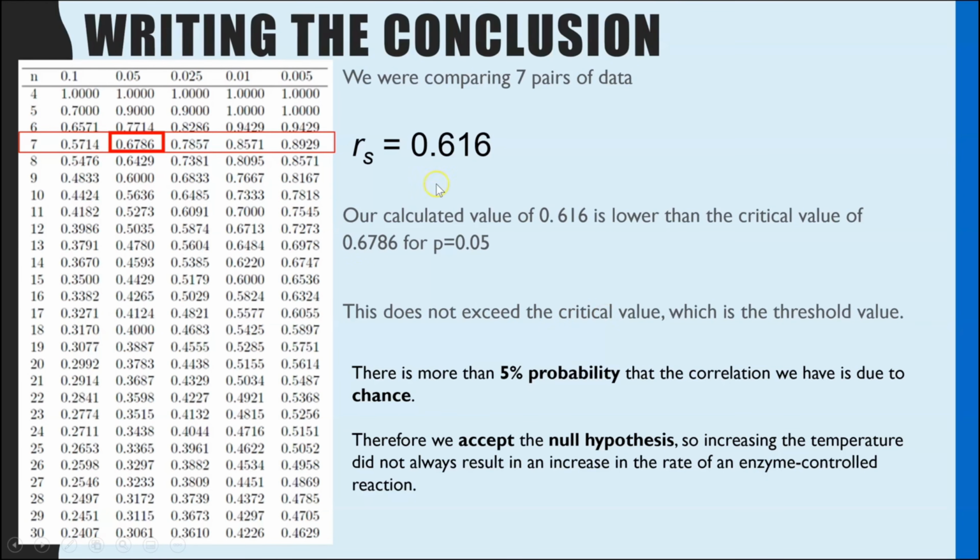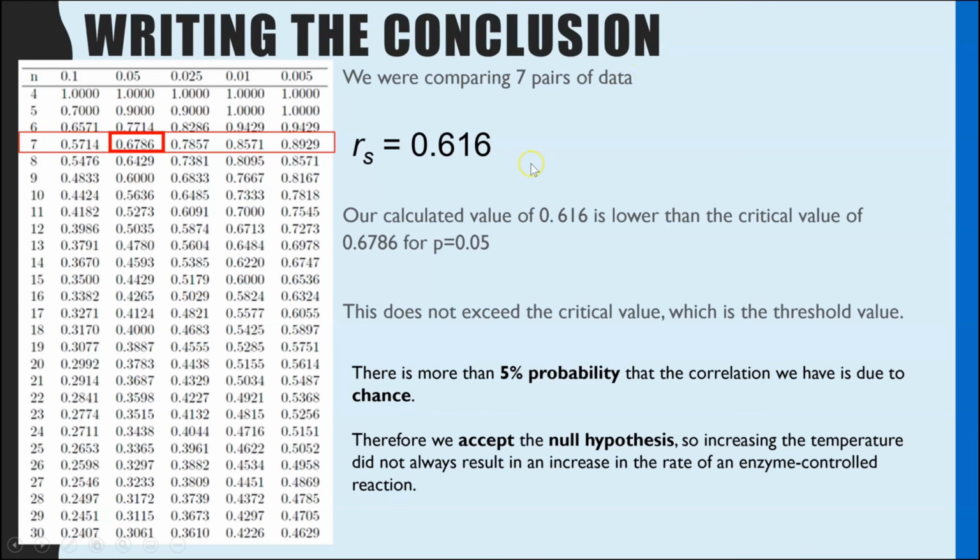And what we mean by that is you have to have an rs value either equal to the threshold or exceeding the threshold to confirm it is a significant correlation. So in our example, our calculated value of 0.616 is lower than the critical value of 0.6786, which was for the p-value of 0.05. So that doesn't exceed the critical value.